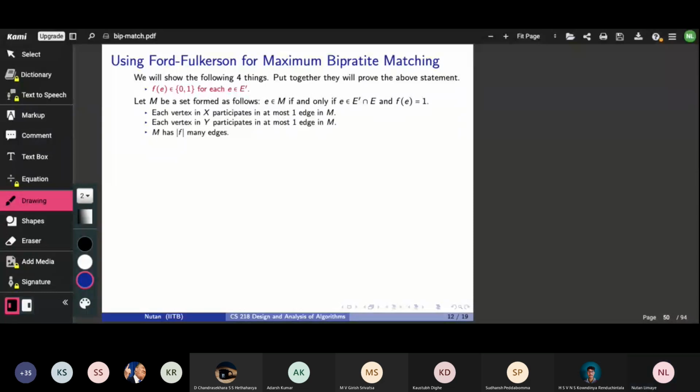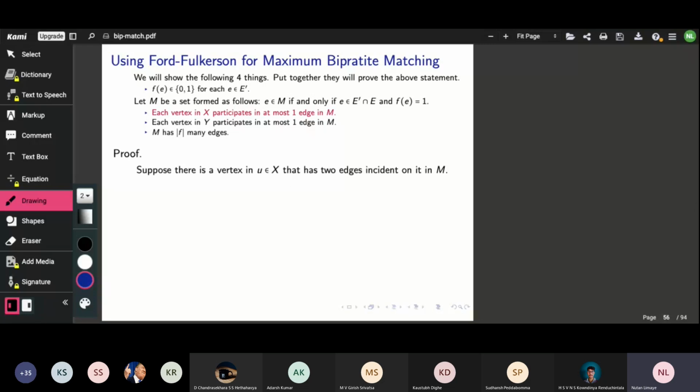Okay, so for instance, we have shown that the flow values, if the flow is integral, can only be 0 or 1. So there is really nothing to show in the first statement here. We've seen this already. Similarly, in the next two statements also, there is not much to show. So we are going to say that each vertex in X participates in at most one edge in M. And this proof is exactly what some of you have said in the comments. So let's go through it.